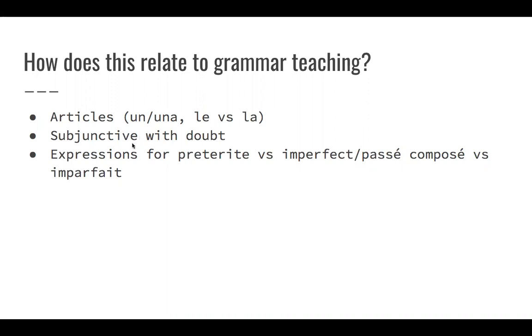Subjunctive with doubt, which I'll show you that example for Spanish in a moment. That one works as well as expressions for preterite and imperfect or passé composé imparfait. You can see the expressions and how those expressions change in terms of the meaning, right? And you can talk about how that impacts your statements.